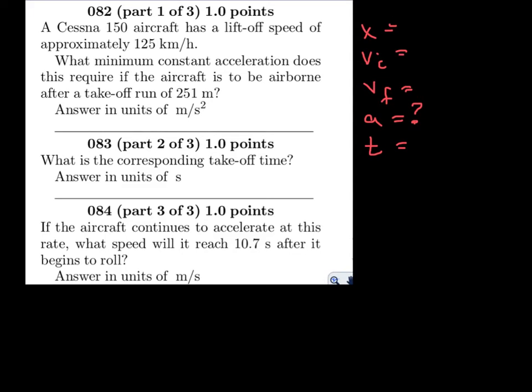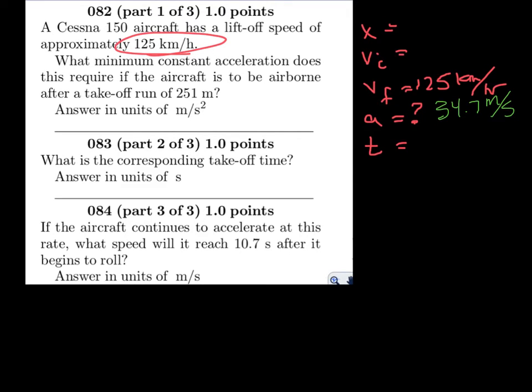It says it has to have a liftoff speed of approximately 125 kilometers per hour. So that means when the plane takes off at the end of the runway, it needs to be going 125 kilometers per hour. Now, what do we have to do to that? Do you remember? Pay attention. Kilometers per hour. So what do we have to do to that? Did you work it out? I hope so, because you should have gotten 34.7 meters per second.